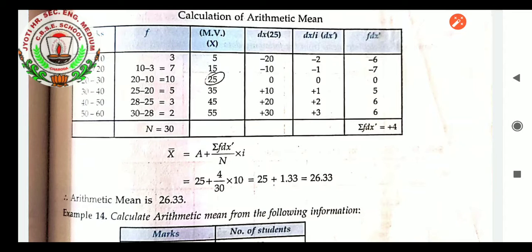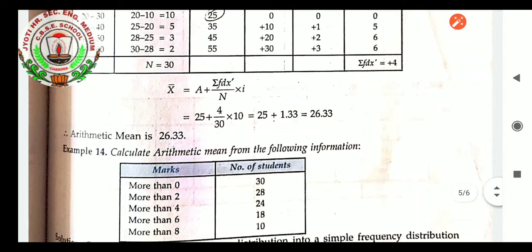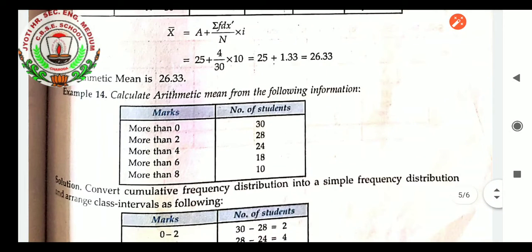Mid value you have to take, then definitely dx you have to take, that is x minus a. What is a? He had taken 25. Then after getting dx, if you want to use the step deviation method, then definitely you take dx divided by i, and we will get dx dash. Then multiply dx dash with f, you will get f dx dash. Use the shortcut method formula, a plus sum of f dx dash upon n into i, and you will get the answer.